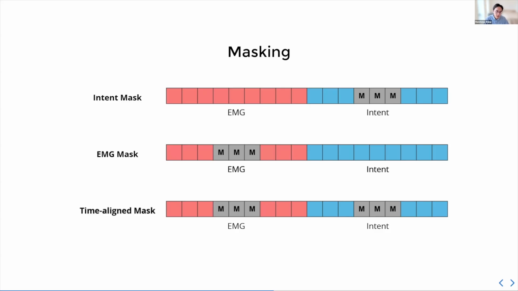But the second case is more interesting, and the third case. In the second case, EMG mask, the EMG is being masked, but the intent is not being masked. So this is almost like a generative model approach, where you're asked to generate the corresponding EMG given the intent that you're seeing. Right, so very generative flavor. And last but not least, we have this time-aligned mask. This is where we mask the temporally aligned segments of EMG and intent. And the model really, at this point, has to reconstruct both from the surrounding context.